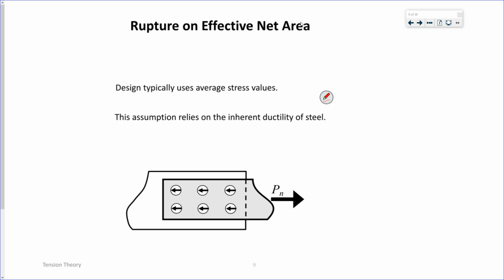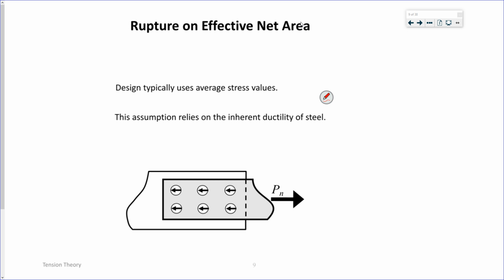So let's look at a plate that is connected to another plate or a member by these 6 bolts. And design typically uses average stress values, which assumes that there's a lot of ductility, right? We just saw how, if you're looking at the length of 100 inches, then to go from onset of yield to full rupture had a deformation of almost 25 inches. So that's all the ductility.